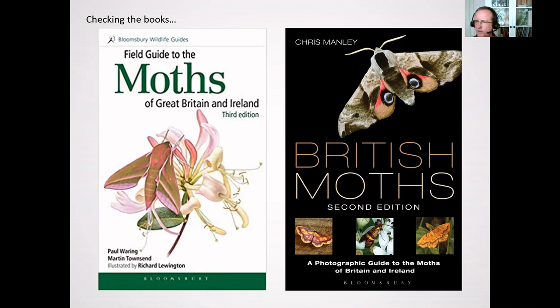And I would go so far as to say that Chris Manley's book is even more impressive, not least because it contains almost all of the species of micros, as well as most of the macros. So it's a fantastic photographic guide, and I can't really recommend it enough. Do bear in mind that you are only looking at one or two examples of these things, but nevertheless, it's a very impressive book.